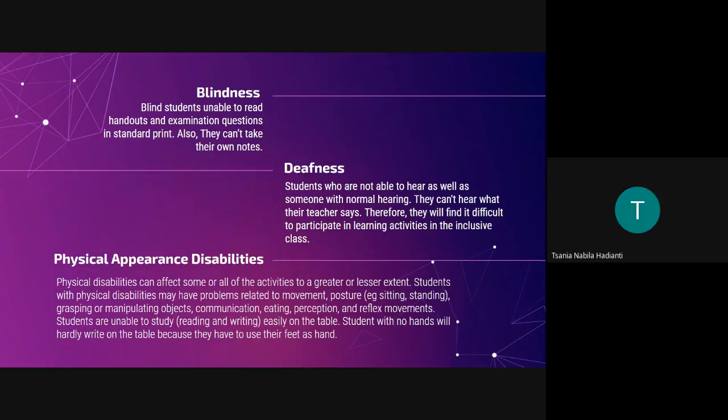And the next is physical disabilities. Physical disabilities can affect some or all of the activities to a greater or lesser extent. Students with physical disabilities may have problems related to movement, posture, sitting, standing, grasping or manipulating objects, communication, eating, perception, and reflex movement. Students are unable to study or read and write easily on the table. Students with no hands will hardly write on the table because they have to use their feet as hands.